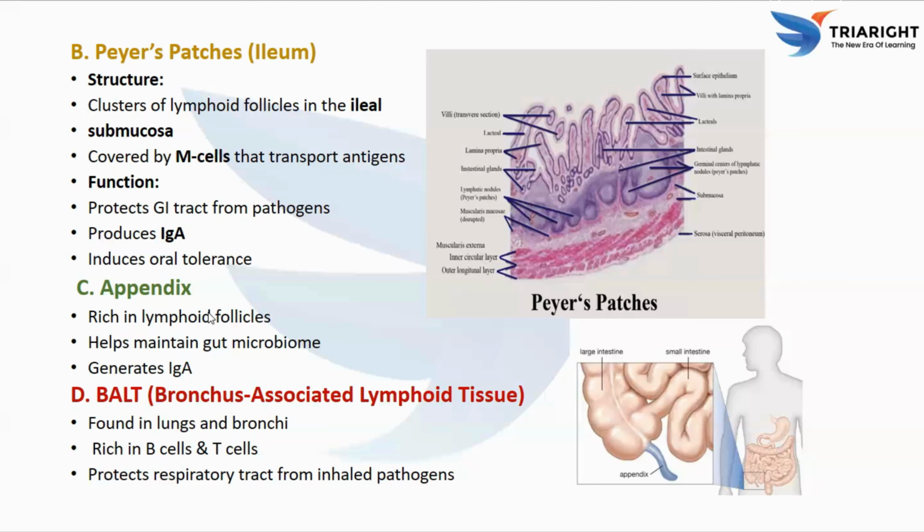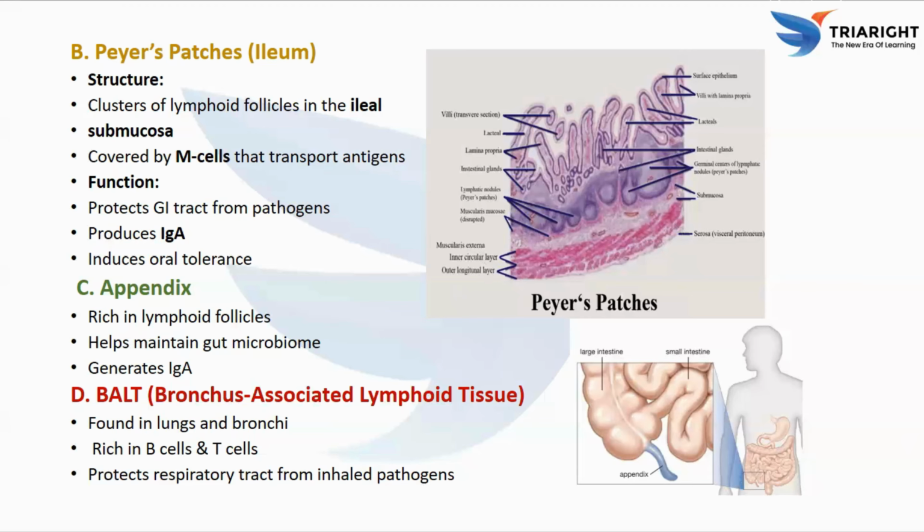So the next organ is the appendix. What is the appendix? It is a small tube which is attached to the beginning of the large intestine. Here you can see the picture of the appendix. So what are the functions of the appendix? It is rich in lymphoid follicles.